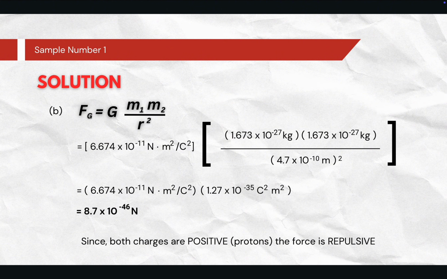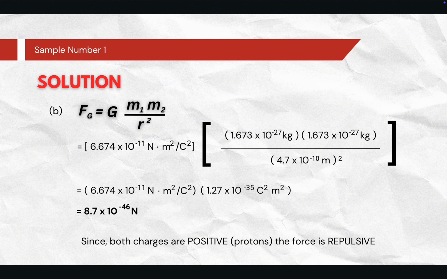And then susunod is yung gravitational force. Ang gagamitin natin na formula is yung F sub G, kasi yun yung pang gravitational force. So, i-substitute lang ulit natin. Bakit 1.673 yung M na dalawa? Kasi yung M na yan is the mass ng proton, yung 1.673 times 10 raised to negative 27 kilogram. Pareho lang sila, kasi dalawang proton yung given kanina.